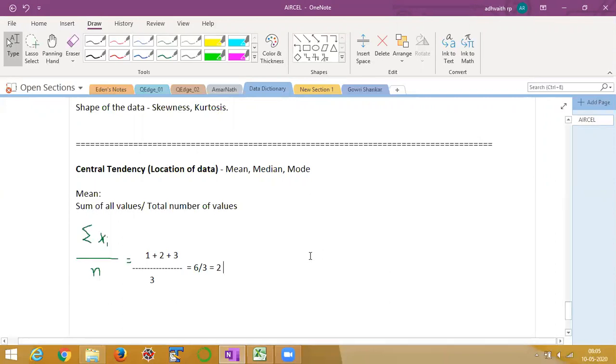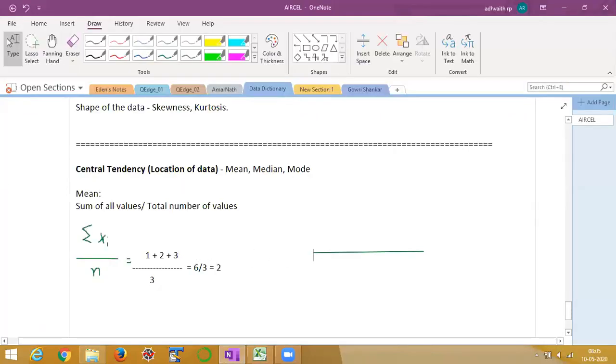That means if I try to show you visually, how does this look? Let's imagine. These are my data points. Your actual values are 1, 2, 3.